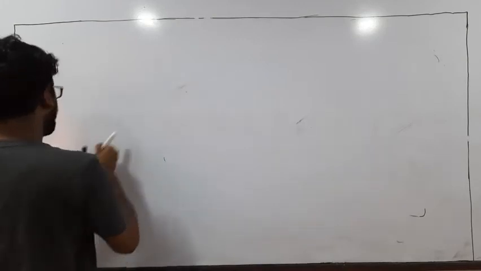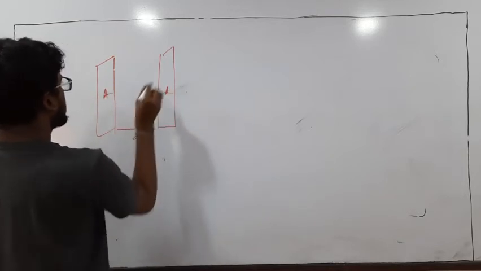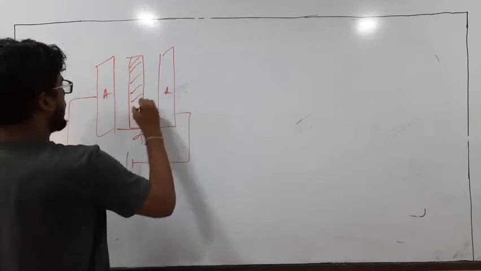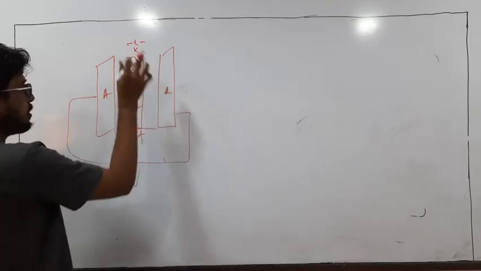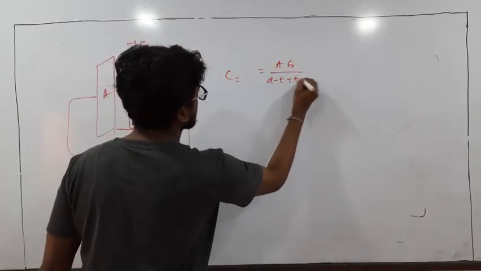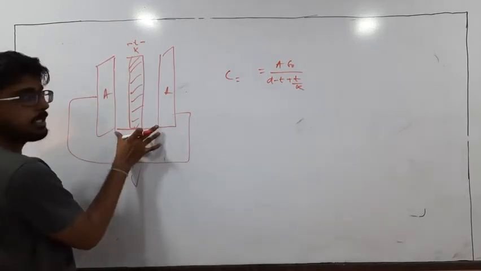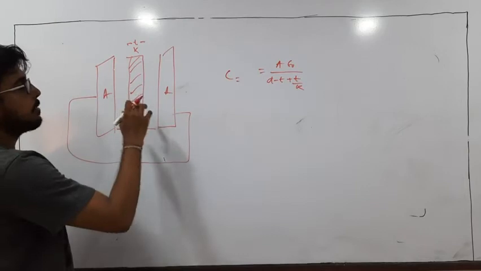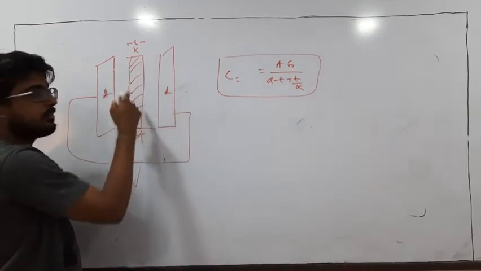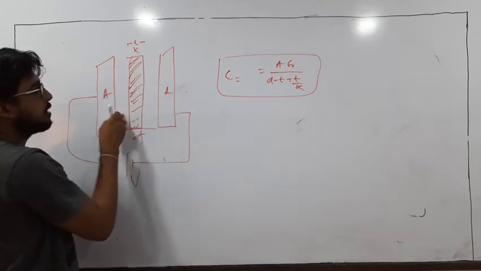Suppose here is a parallel plate capacitor, area A, separation D, connected to a potential V, and a dielectric slab of dielectric constant K and thickness T is introduced within the parallel plate capacitor. Its capacitance will be A epsilon naught divided by D minus T plus T by K. Here T is the thickness of the dielectric slab, K is the dielectric constant, D is the separation between the plates, A is the area of the plate and epsilon naught is the permittivity of free space. This is the capacitance of a parallel plate capacitor partially filled with a dielectric slab, and the position of the slab is independent; you can place it anywhere within the region of the plates.